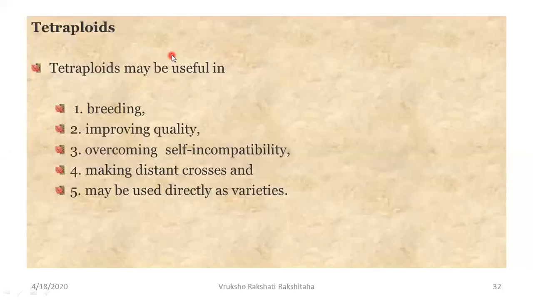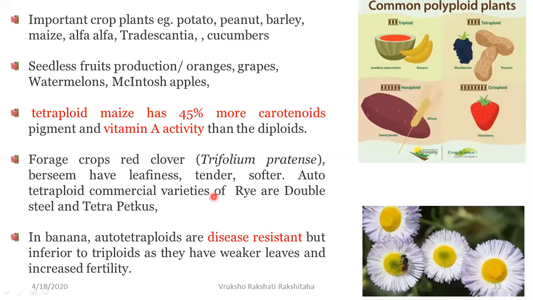Now let us look into the applications of tetraploids. Tetraploids may be useful in breeding. They are useful in improving quality. They are also useful in overcoming self-incompatibility. They are used in making distinct crosses, and sometimes they are even directly used as varieties. Some examples of important crop plants which are tetraploids are potatoes, peanuts, meaning groundnuts, barley, maize, alfalfa, tradescantia, and even cucumbers. There are seedless fruits like oranges, grapes, watermelons, and Macintosh apples.